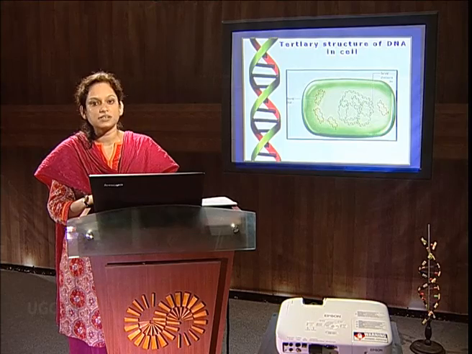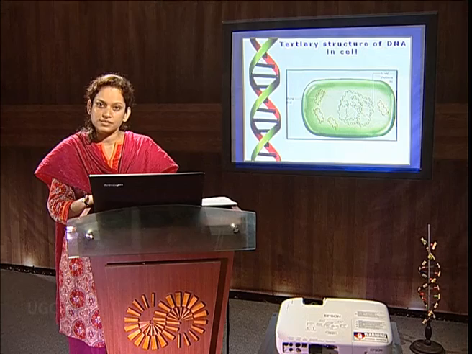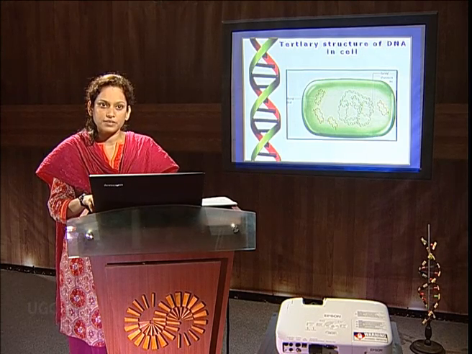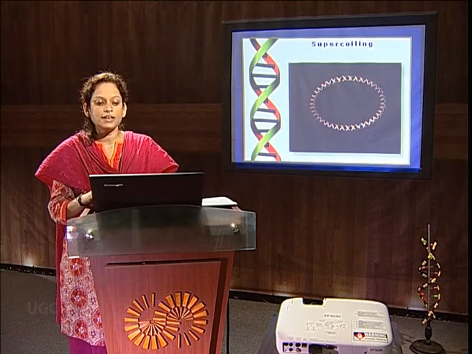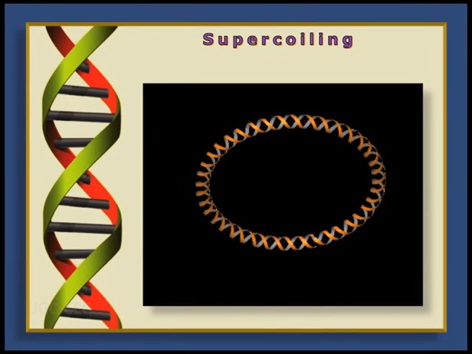This is known as DNA supercoiling. Thus, DNA supercoiling is nothing but the tertiary structure. Now, let us see how it takes place. DNA supercoiling generally takes place when a covalently closed circular DNA molecule folds upon itself to form a highly coiled structure. This is known as supercoiled DNA.